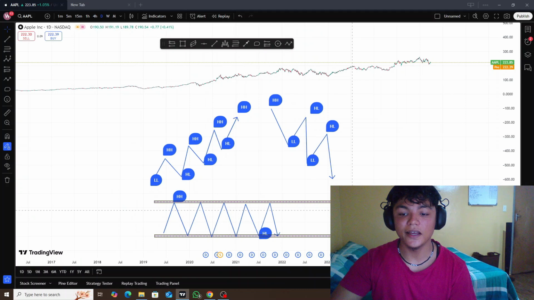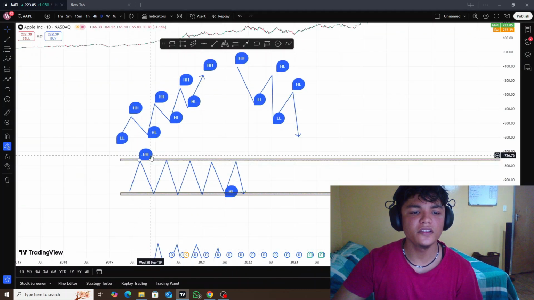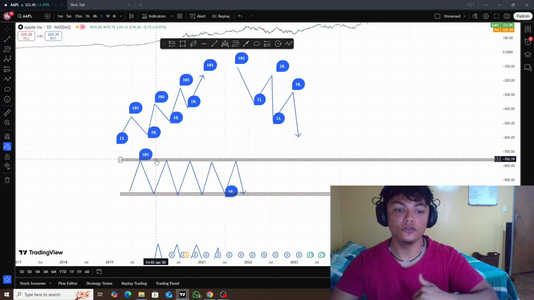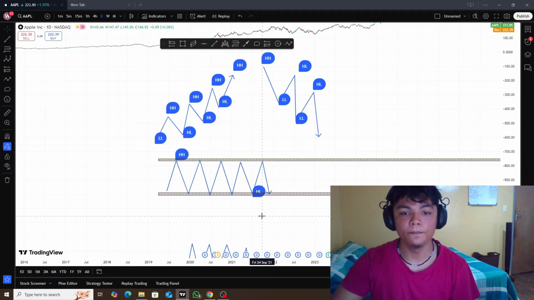And then you get the sideways trend. We call it in trading terms a consolidation. This is when the market doesn't create new highs and doesn't create new lows. It just stays in this range between the higher high and the higher lows.